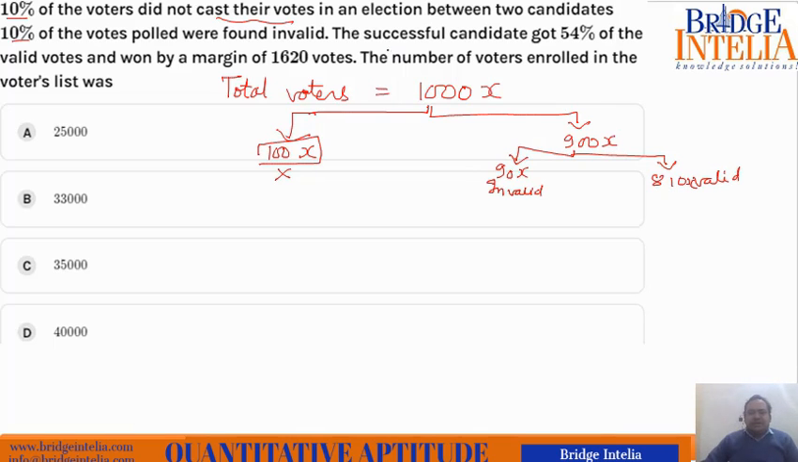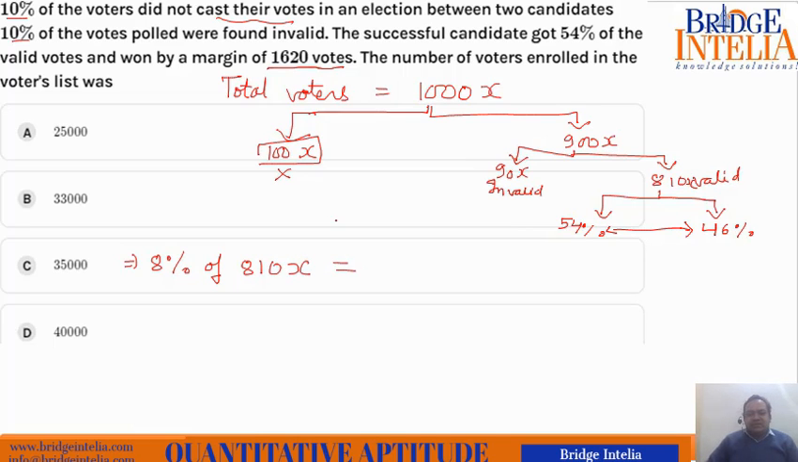810x valid. Now the successful candidate got 54% of the valid votes. That means the other candidate got 46%. 54, one person, remaining 46, the other person. Valid votes 810x. So the margin is 1620 votes. So what is the difference in terms of percentage? 8%. So you can say 8% of 810x should be equal to 1620. Isn't it? Because 54% of valid votes, 46% of valid votes. So 8%. So this is where the margin will be counted.